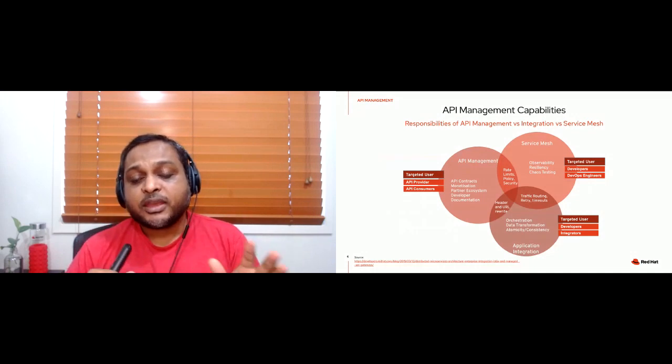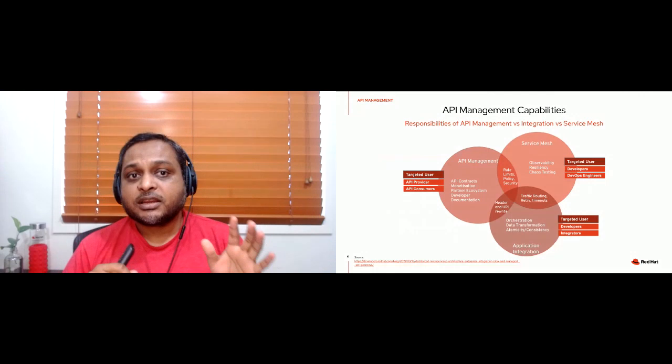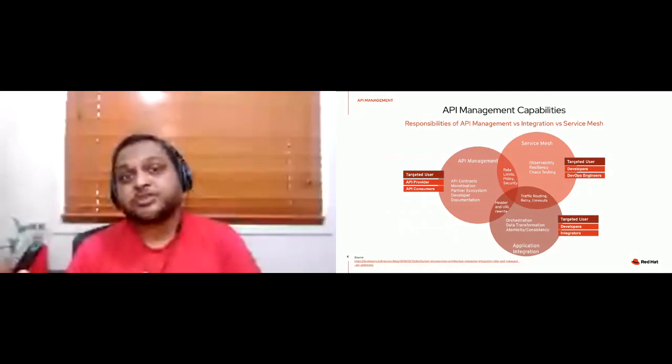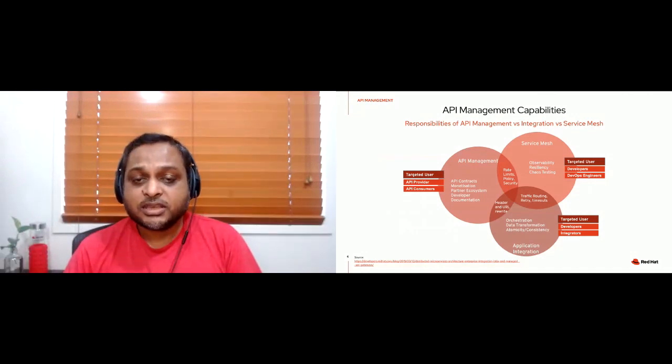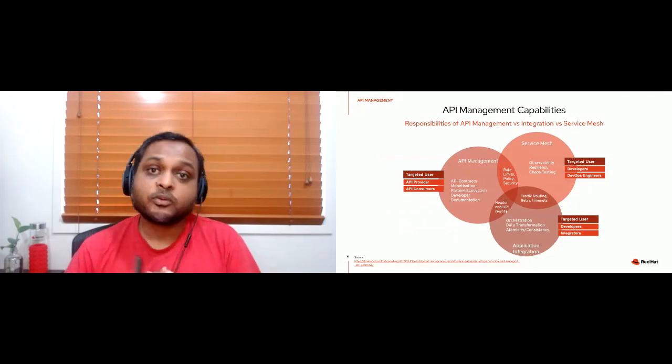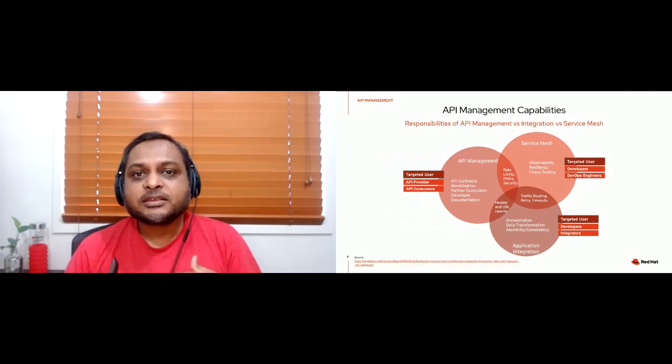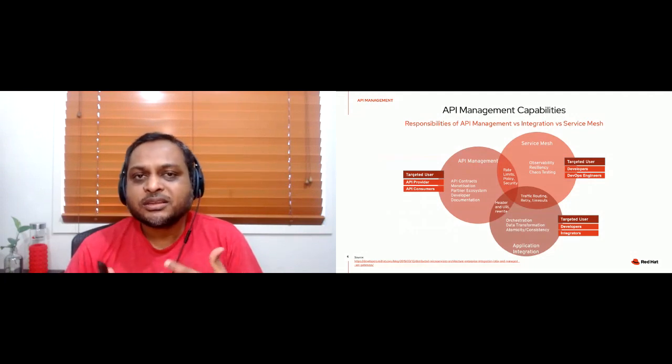So when we talk about API management, we talk about service mesh. There's something service mesh can do, but there is some overlap in between. You can see from this diagram, for example, rate limits, both can provide. And sometimes people question, you know, do I need both? Do I need one? What do I need?